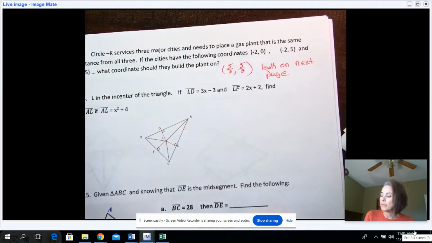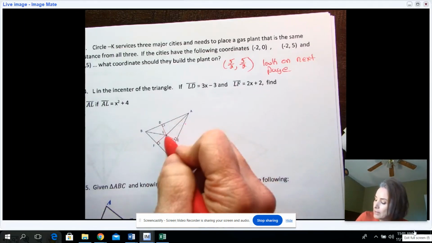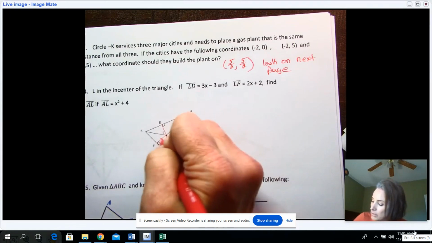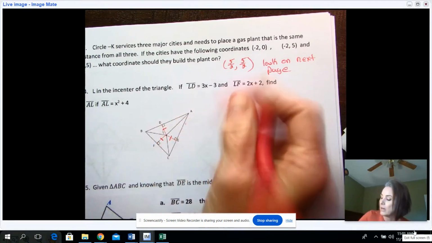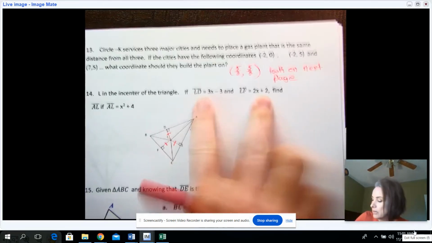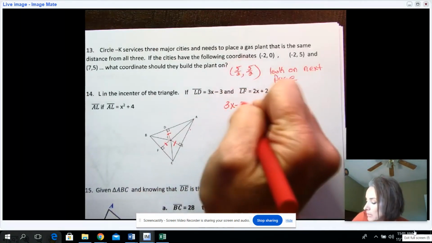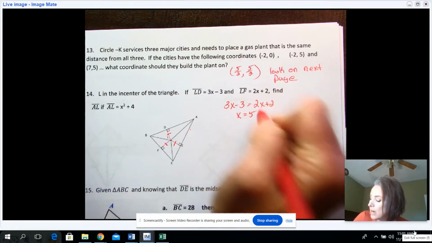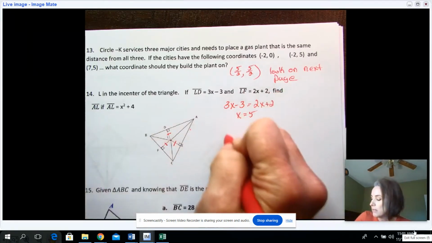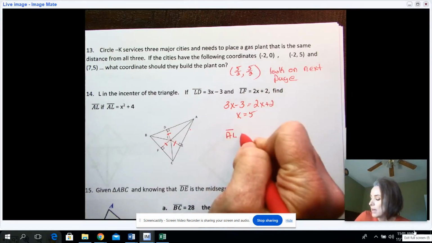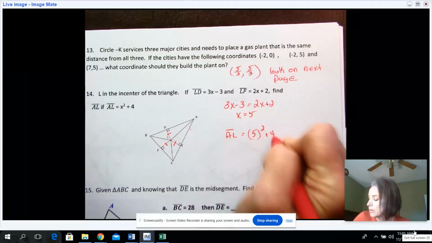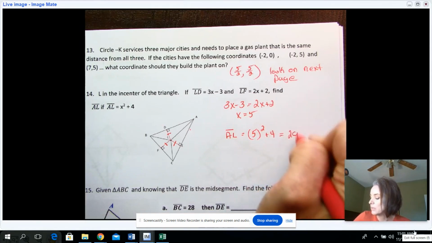Number 14 says L is the incenter of the triangle. So if L is the incenter, then you know that LD, LE, and LF are all congruent. So I can set LD and LF equal to each other. So 3x minus 3 equals 2x plus 2, and you get x equals 5. And now the real question is, what is AL? That's what they want. So AL is going to be 5 squared plus 4. 25 plus 4 is 29.